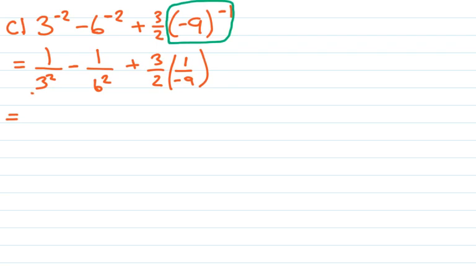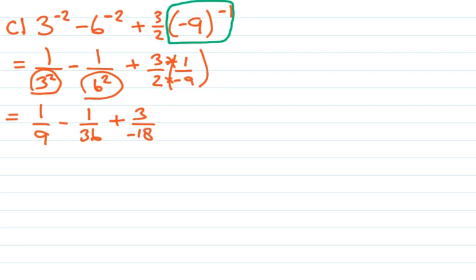The next thing I'm going to do is just simplify these denominators here. So I'm left with 1 over 9 minus 1 over 36. Plus, I'm going to do this division. 3 times 1 and 2 times negative 9 is 3 over negative 18. Now, in order to add and subtract fractions, I need a common denominator. In this case, it would be 36.